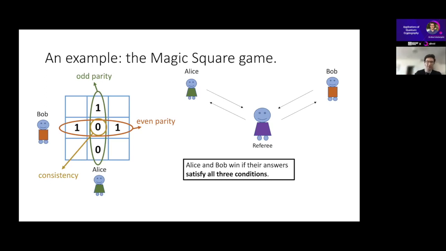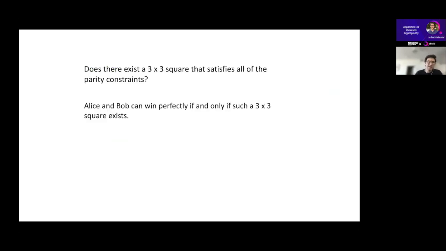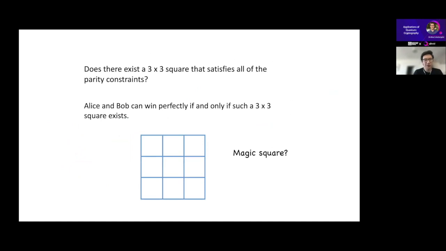If you think about it a bit more and follow along this train of thought, you can see that the question of whether Alice and Bob can win the game perfectly boils down to the question of whether there exists a 3x3 square that satisfies all of the parity constraints, so even rows and odd columns. And we call such a square a magic square, hence the name of the game. And so the question is, does such a square exist? Now, usually I would ask this question to the audience, but in this case, since there are many of you, I will just tell you. It turns out that such a square does not exist.